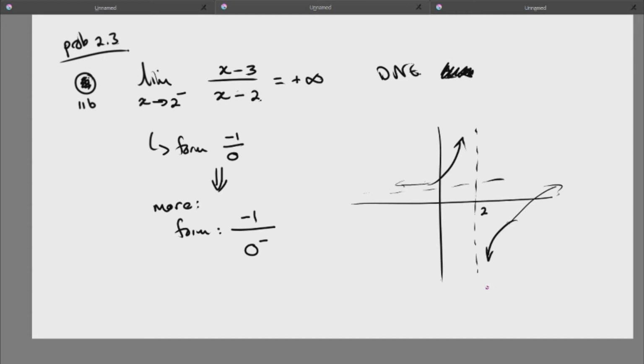It's just I want to give as much information as I can, because maybe I'm analyzing this function, and this is just one small part of a larger question. So I want to ideally say as much as I can.